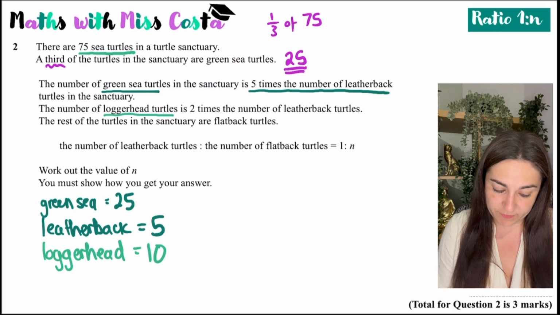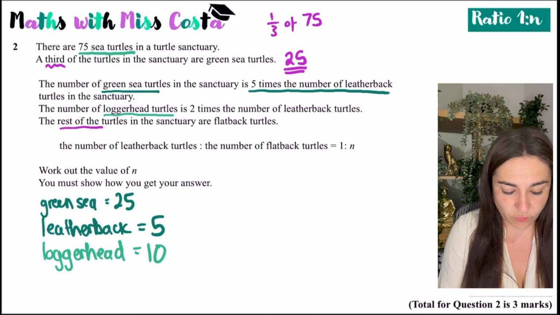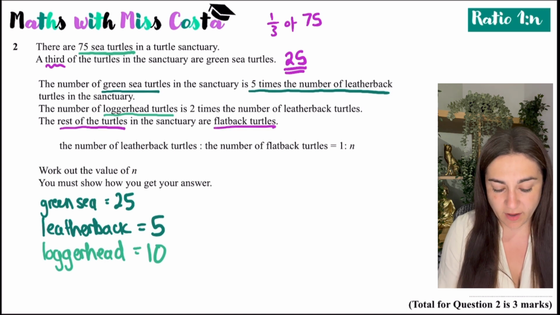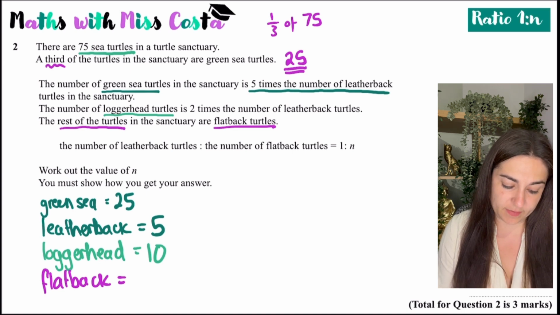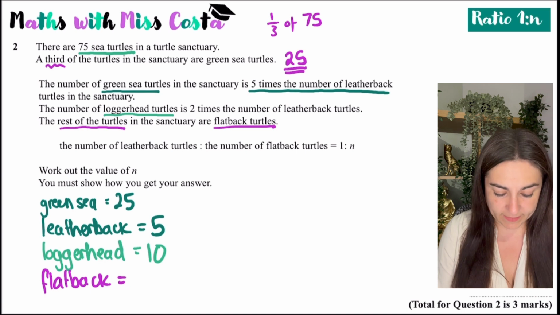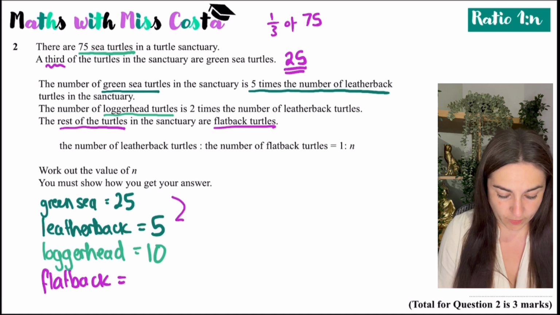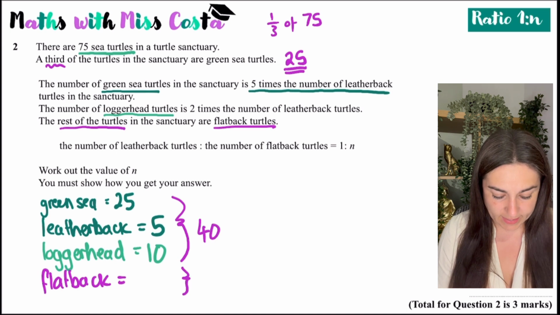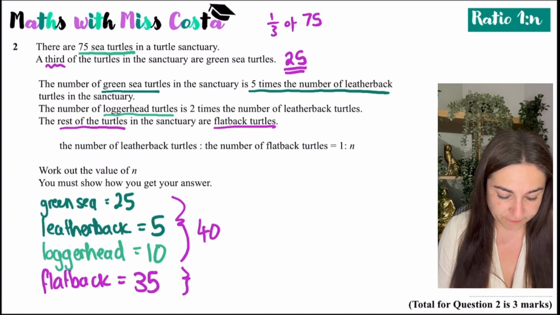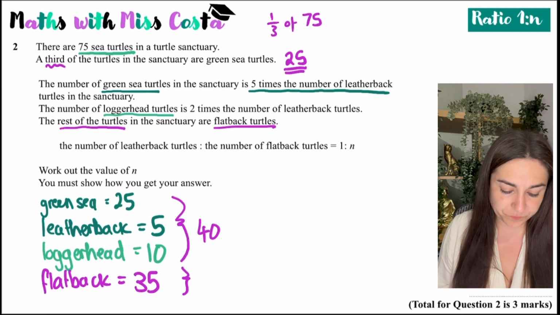So I know that there are 25 green sea, 5 leatherback and 10 loggerhead, and I'm told that the rest of the turtles in the sanctuary are flatback turtles. So there are 4 types of turtles in total. 25 plus 5 is 30 and 30 plus 10 is 40. So over here, that equates to 40. And I know that the total is 75. Therefore, there must be 35 flatback turtles.